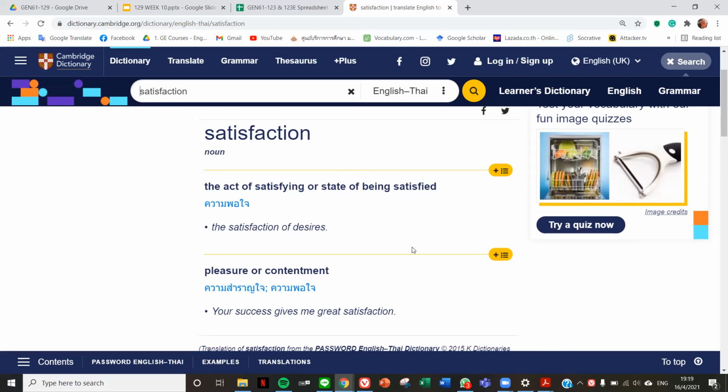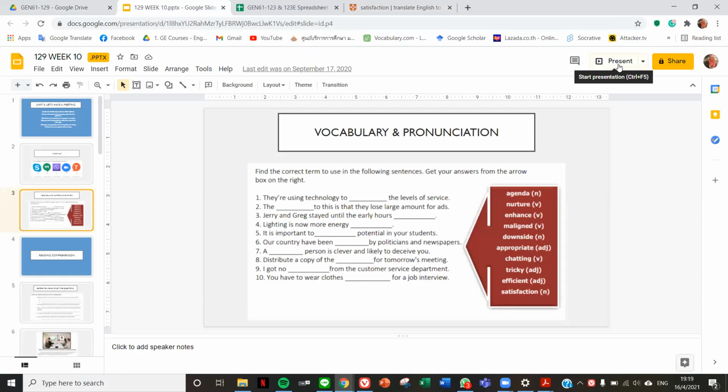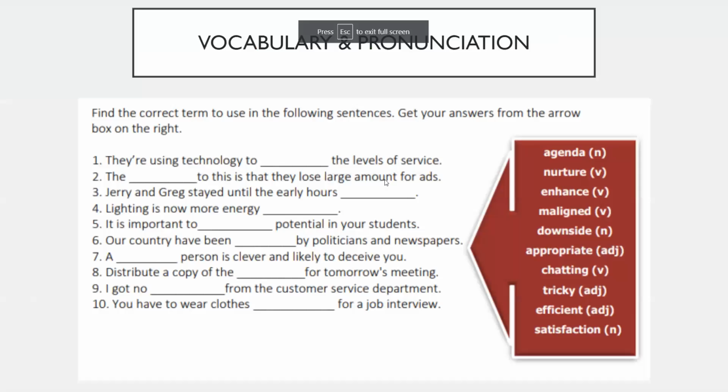So now what we're going to do is try to fill in the blanks with the appropriate words that we have learned just now. Number one: they're using technology to the levels of service. To, no, can be agenda. After to, usually it should be a verb, in infinitive form or the original form, right? So it should be enhance, right? To upgrade or enhance the levels of service.